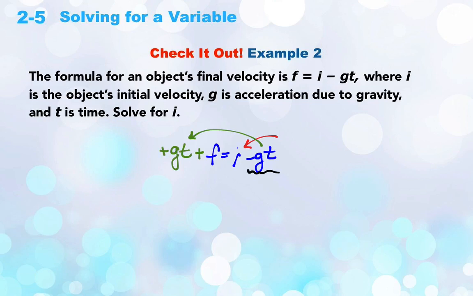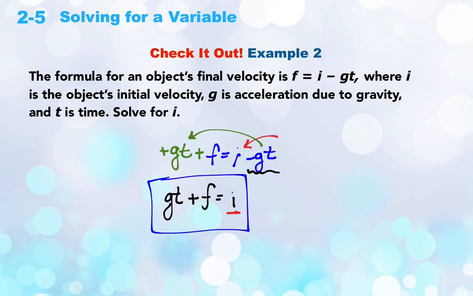So in the end, after one quick step, gt plus f equals I, the initial velocity of the object, whatever it is. So that one wasn't too bad. Got I all by itself and everything else on the other side. That's all good.